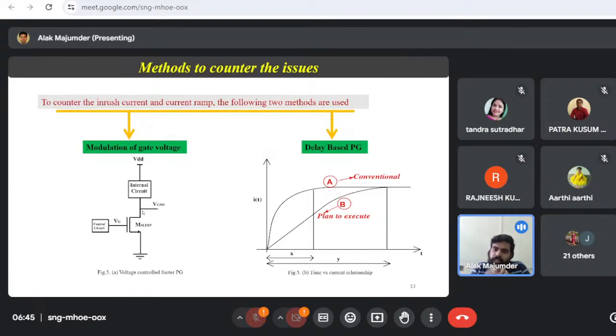And the expectation is you slow it only during the switching. After that, the device will work as it is. So these are the ways.